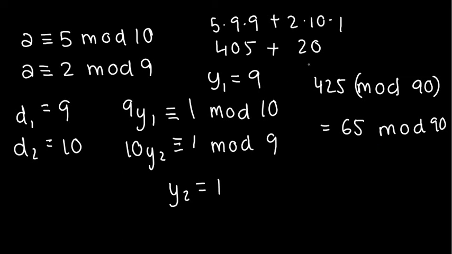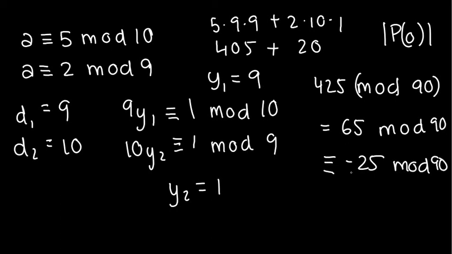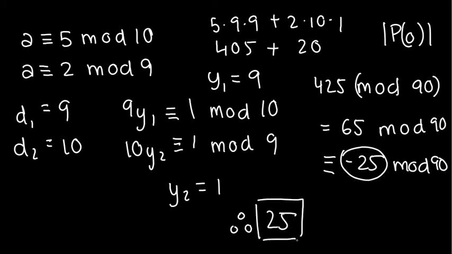But remember, we wanted the smallest absolute value. So it can also be negative, so let's see what the smallest negative value would be. 65 minus 90 is equal to negative 25 mod 90. So 65 is congruent to negative 25 mod 90, and this is also the smallest p of 0 we can get. Therefore, the answer to this problem is simply 25. 25 is the smallest possible value of the absolute value of p of 0.